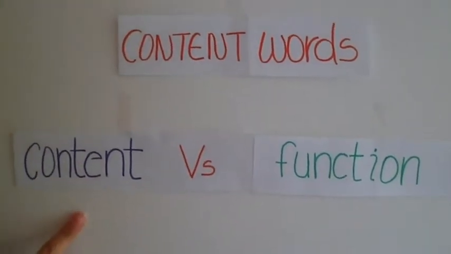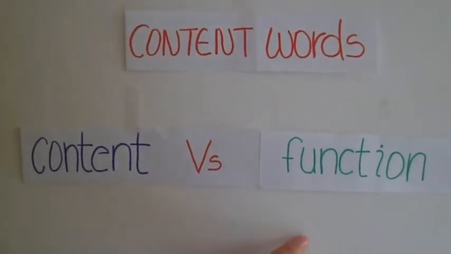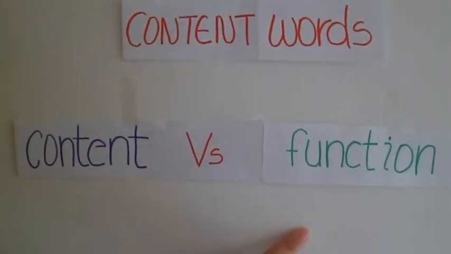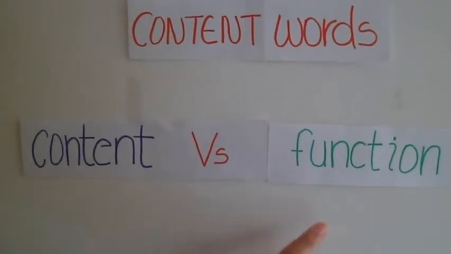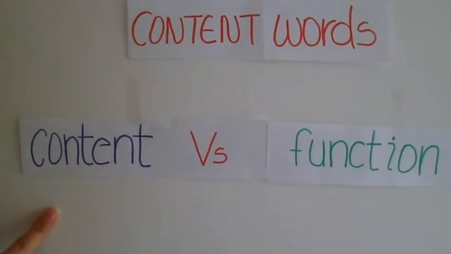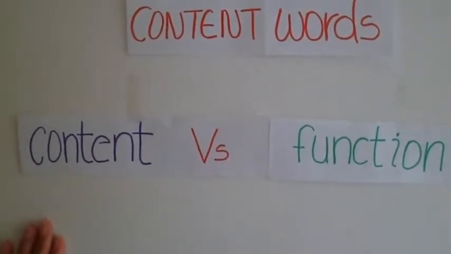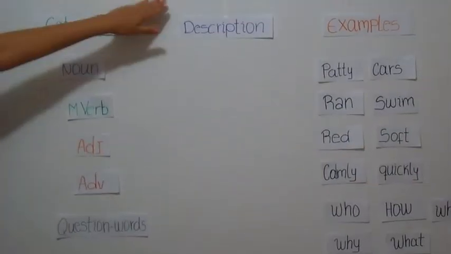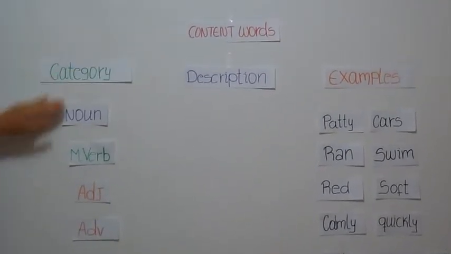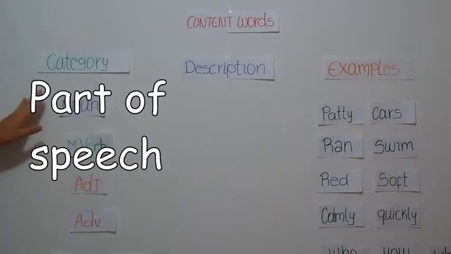Content words are those words which give us the most important information, and function words are those words used to stitch those words together. Content words are also called or known as lexical words, which have a meaning by themselves. Content words are covered by these categories, and these categories are also called parts of speech.